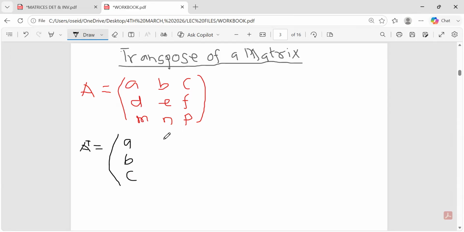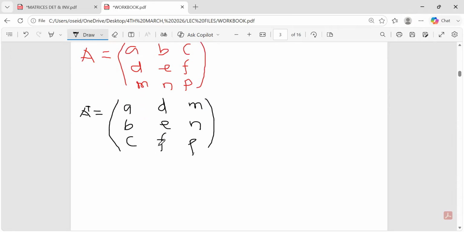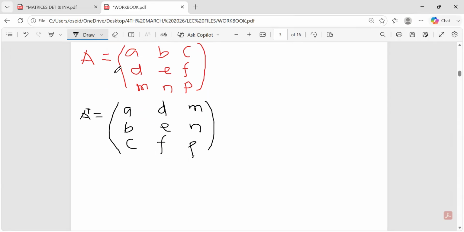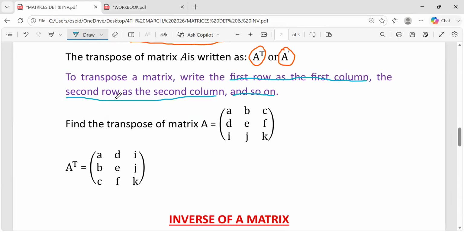Then for row 2, we are going to get D, E, and F, which becomes our second column. And the last one, we have row 3, which is M, N, and P. Row 3 becomes our third column, so we are going to get M, N, and P, which becomes our third column. So now, when you do this, we have been able to transpose matrix A. Let's move to the next one.